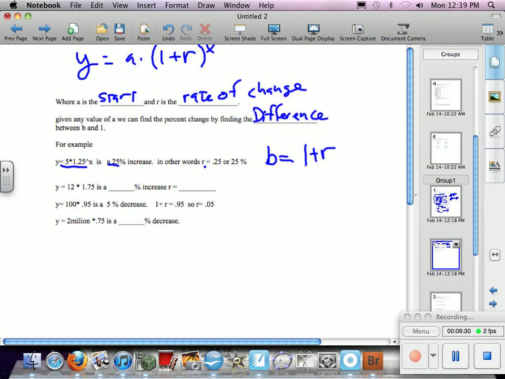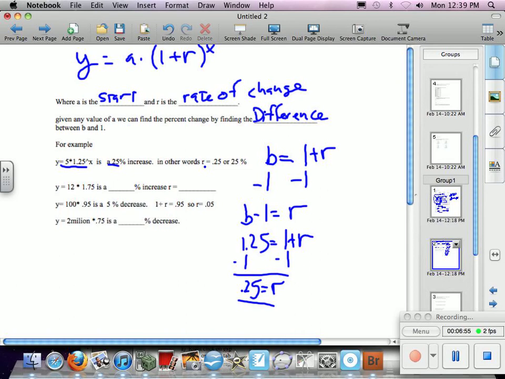So if we subtract 1, then whatever b minus 1 is going to tell me what my r is. So in this case, 1.25 equals 1 plus r. Subtract 1, and you're going to end up with 0.25 equals r. And so this would represent a 25% increase. Let's go to the next one.